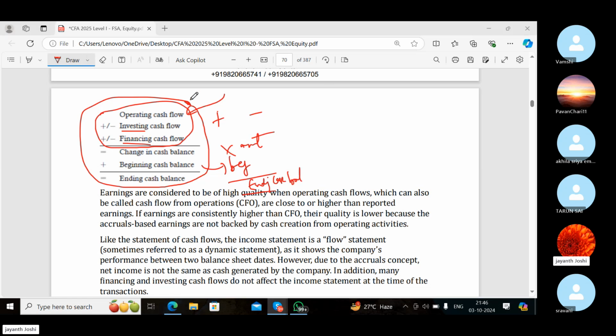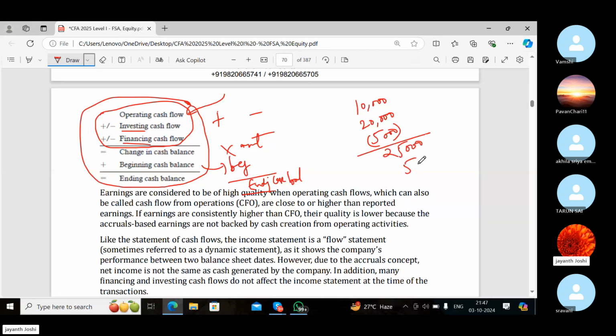I'll just write this all in figures. Let's say your ending balance. I am just framing some data. Operating cash flow is 10,000. Investing cash flow is a positive cash flow of 20,000, and financing cash flow, I am paying some obligations, settling some obligations, 5,000. So I have 25,000 with me.